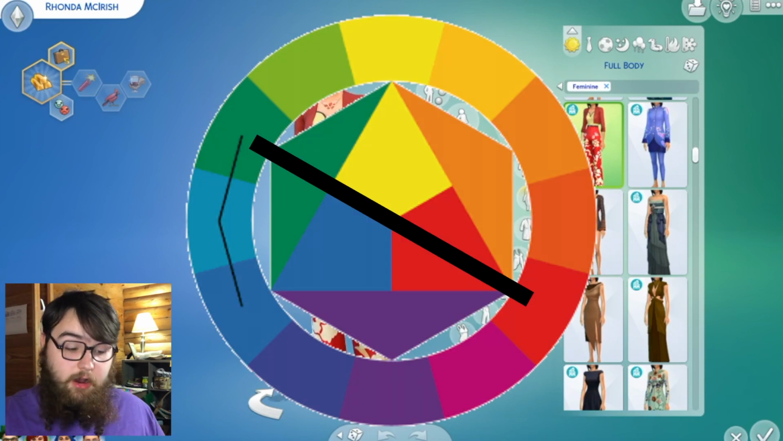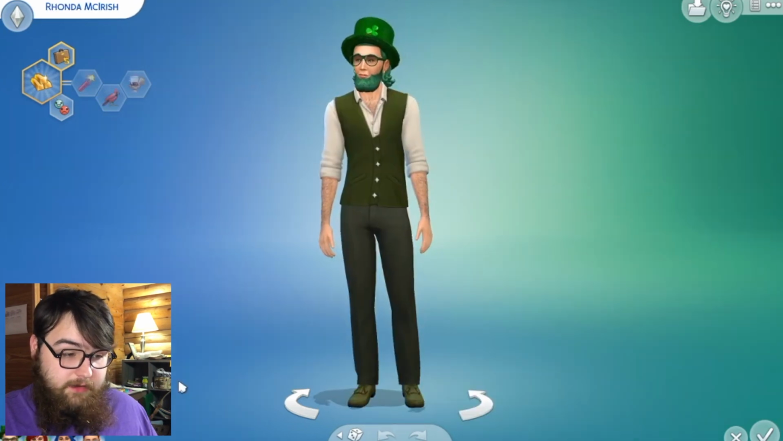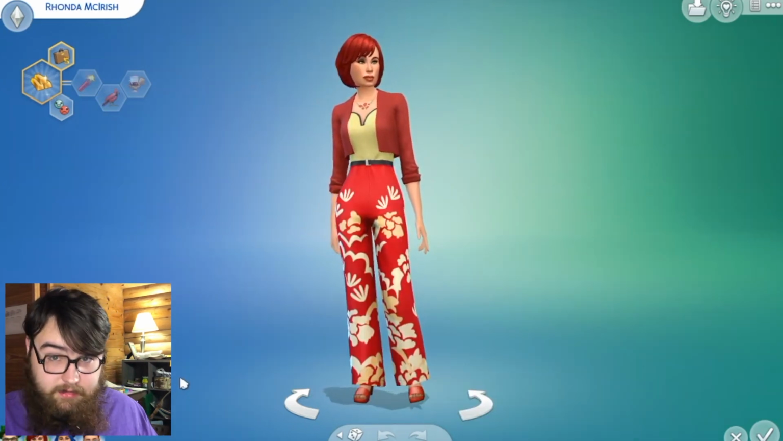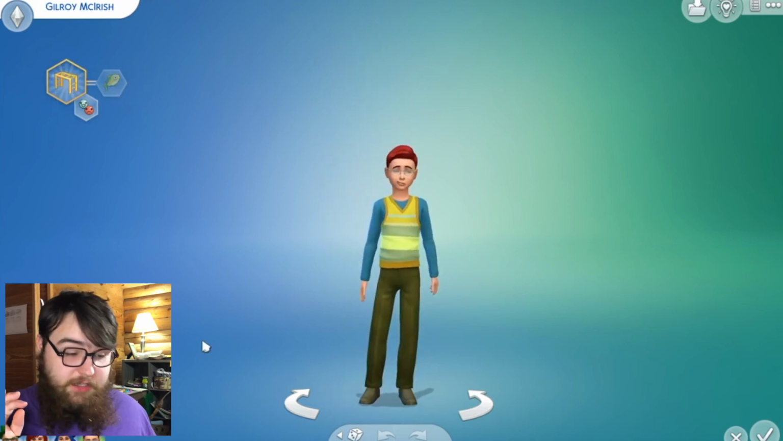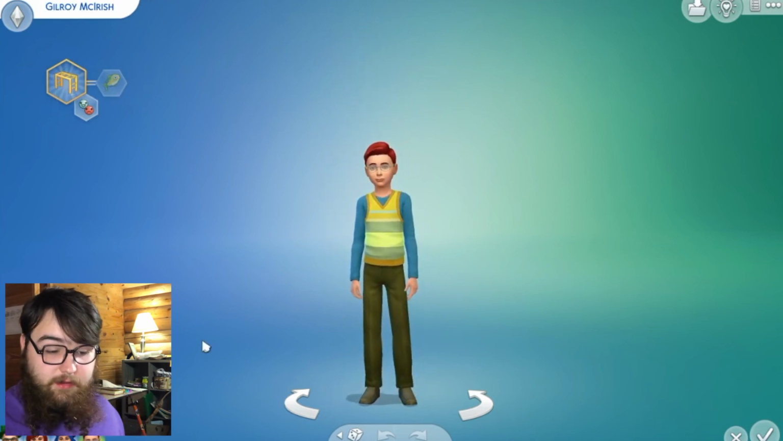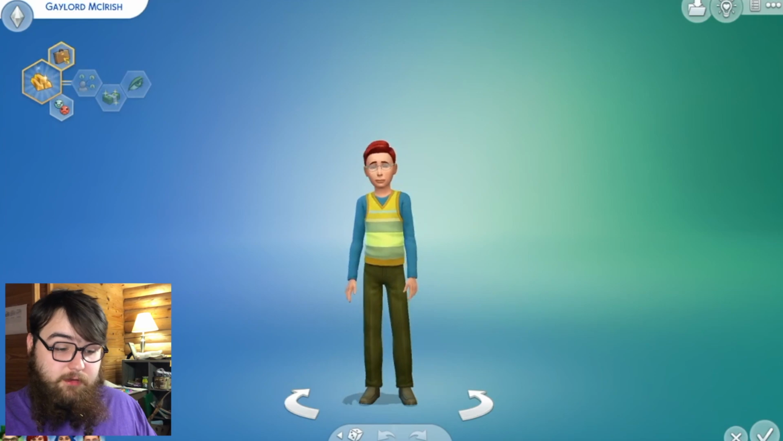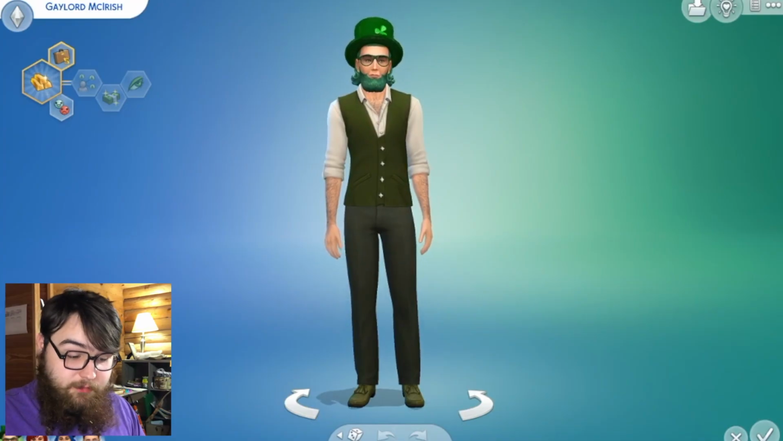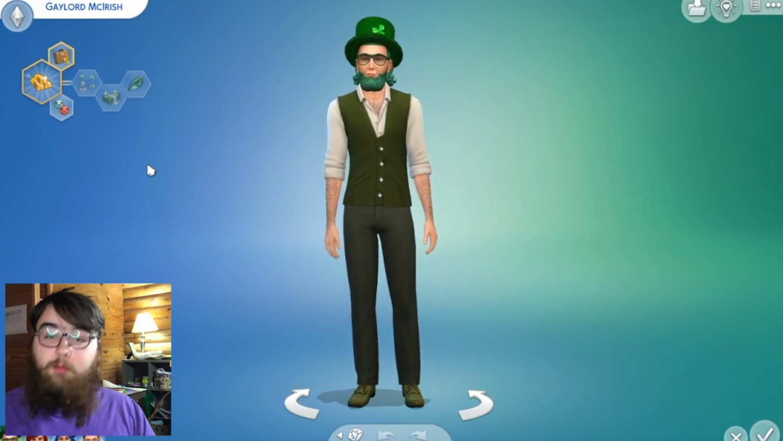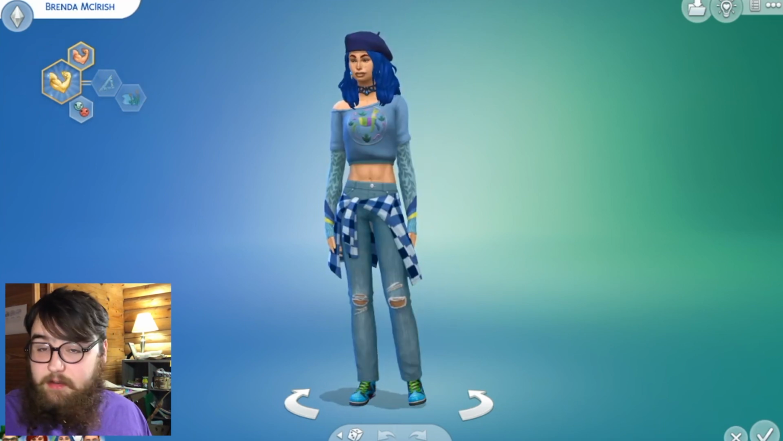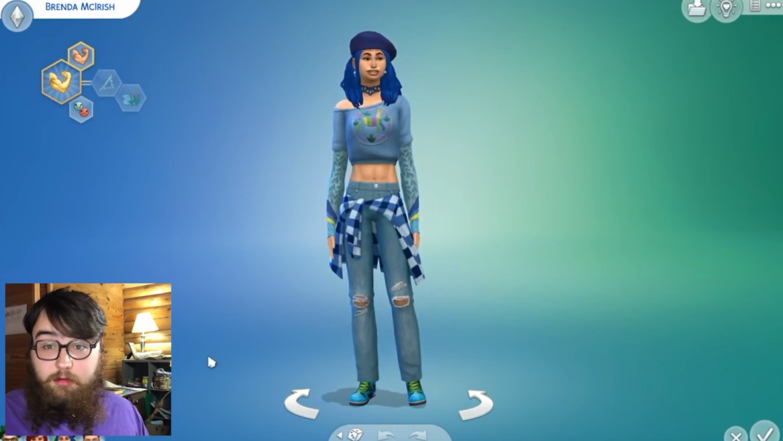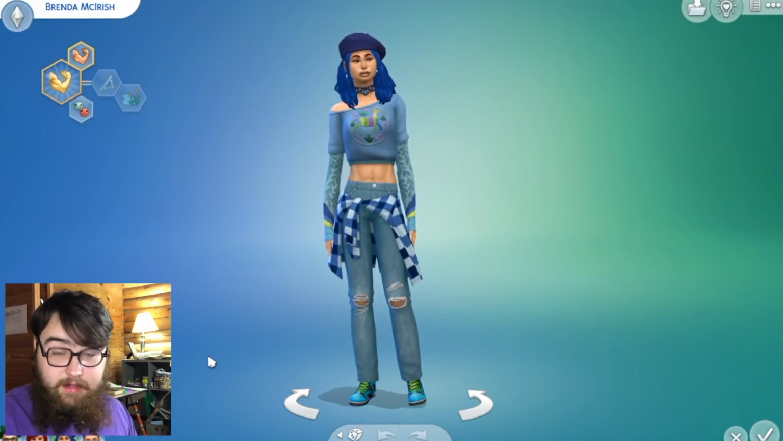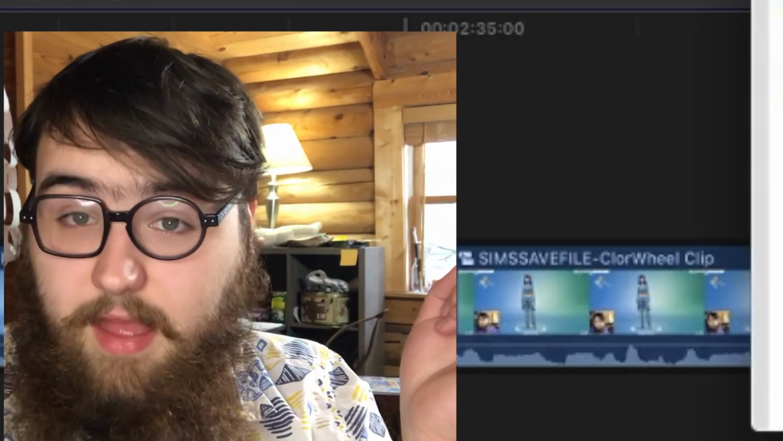Red and green are opposite colors. So Rhonda and her dad do not get along very well. Neither does she get along well with Gilroy. But Gaylord and Gilroy, those are hard names to say, Gaylord and Gilroy get along well. And then Brenda, it can go either way because she's blue and that doesn't directly affect the green or the red.